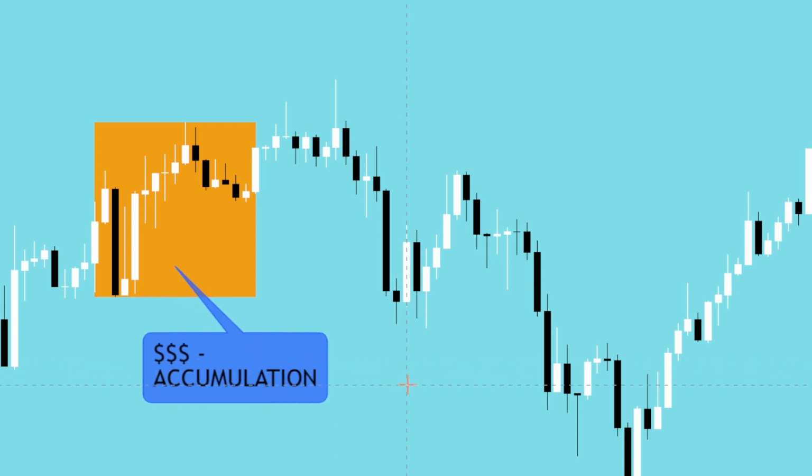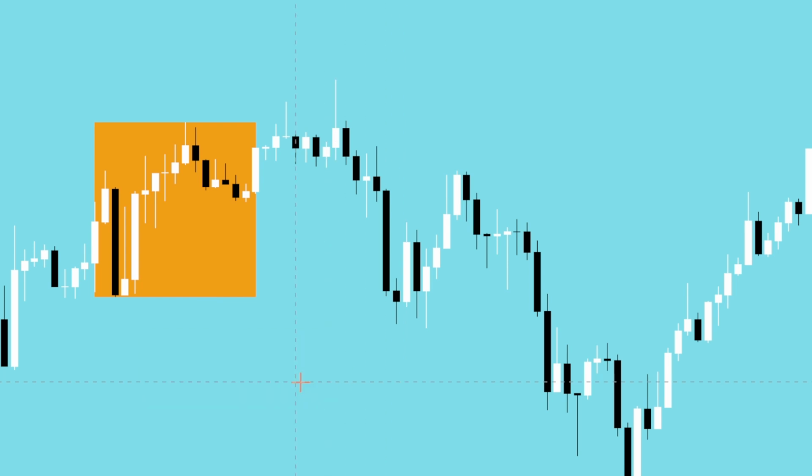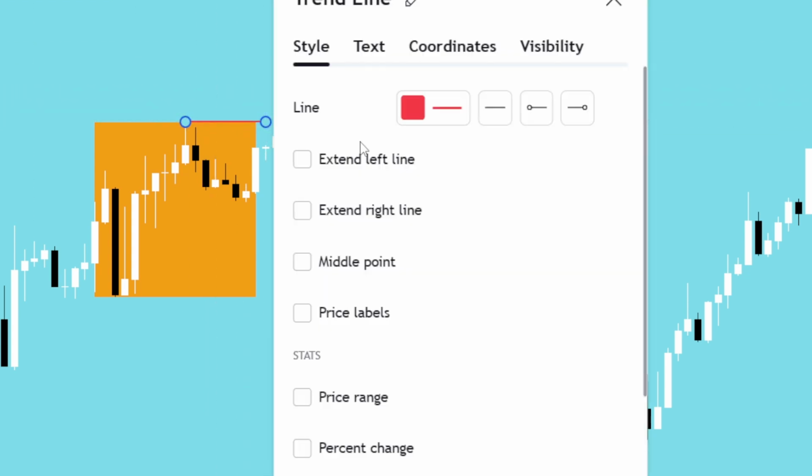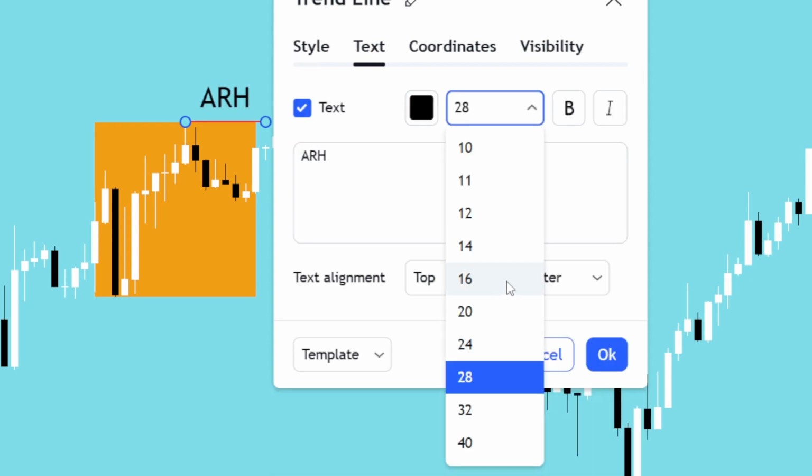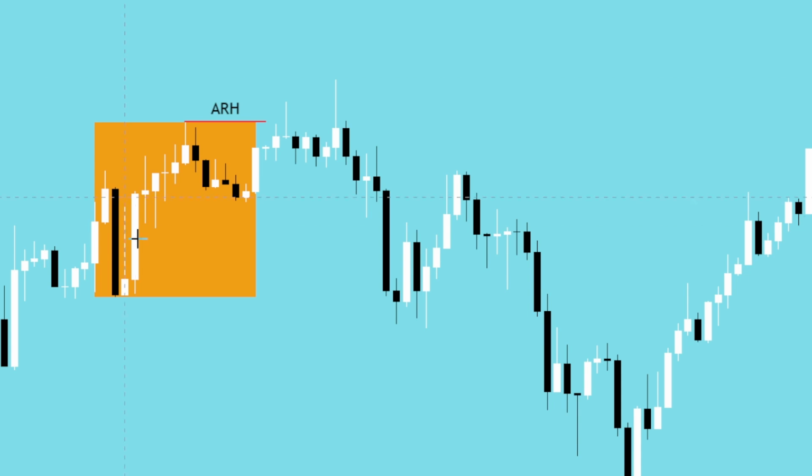Now the accumulation, or the Asian range, is a low volume time of day that produces two main data points that we're interested in, two main liquidity points, right? So we have an Asian high up here, which I'm going to label here ARH, Asian range high. And we also have down here the Asian range low.